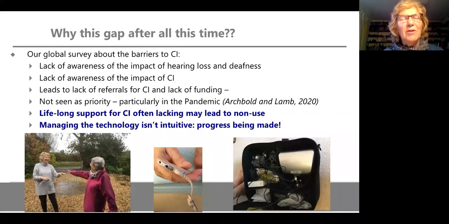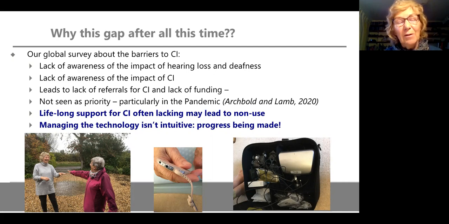So why this gap after all this time? Well, last year we did a global survey about the barriers to cochlear implants, a survey of users and families, asking them what they'd experienced as the barriers. The lack of awareness of the impact of hearing loss and deafness came up at the top every time, especially for those who've been deafened. And the lack of awareness of the impact of cochlear implantation, even by audiologists, even by medical practitioners, and certainly by funders of healthcare. These two factors can lead to a lack of referrals to cochlear implantation and to a lack of funding. And of course, that's getting much more challenging.